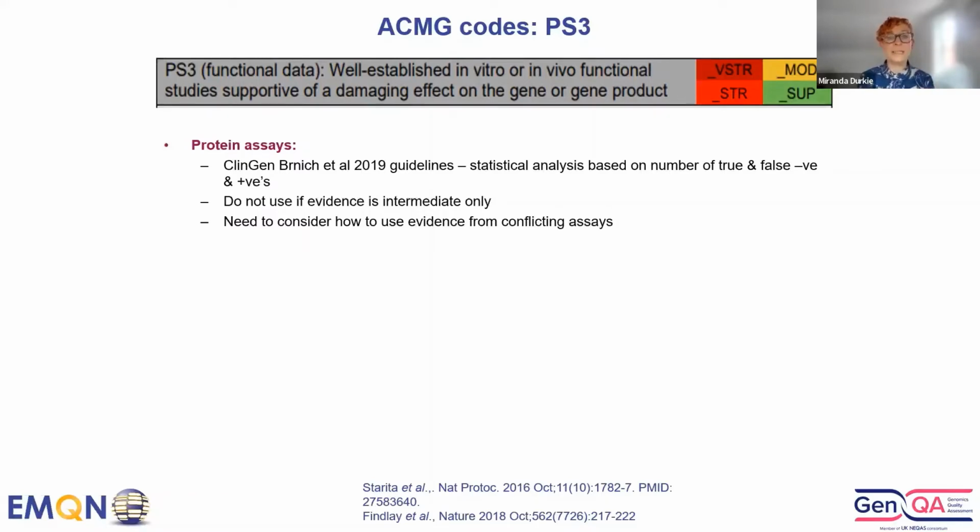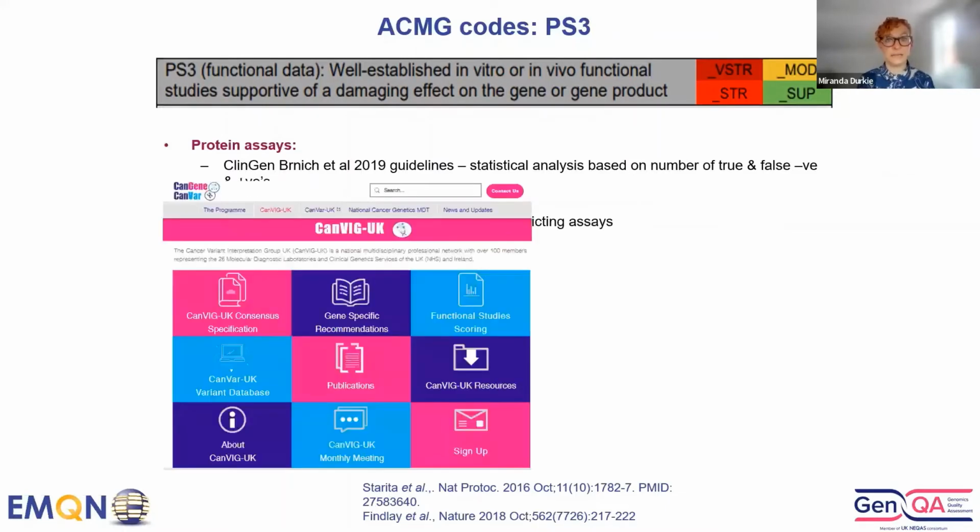We would recommend if the variant comes up as intermediate, you do not use the evidence at all, because you don't know if that's intermediate due to the assay or intermediate due to the variant. And actually in cancer susceptibility, we're now very lucky that we have multiple of these very large multiplex assays. And so we need to consider how to use the evidence from different assays, particularly if it's conflicting.